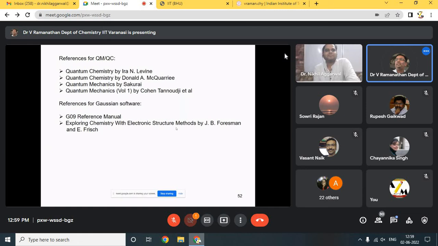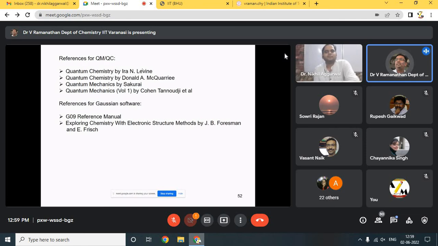So with that, these are some of the references which I normally use for my own teaching as well as presentation. Irene Levine, McQuarrie, Simon, Sakurai. Coherent Energy is a very standard book, more for physics than for chemistry people. Levine is a very standard quantum chemistry book, and I would urge each of you interested in the topic to refer to that. You have other Indian authors like S.N. Datta and A.K. Chandra, also quantum chemistry by them.